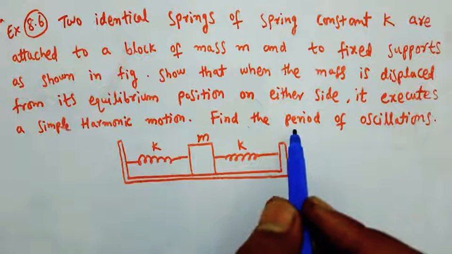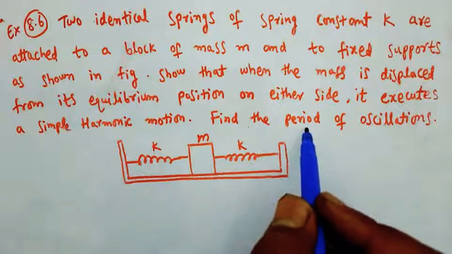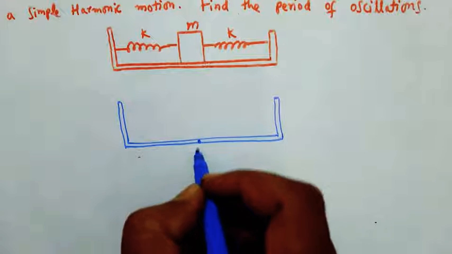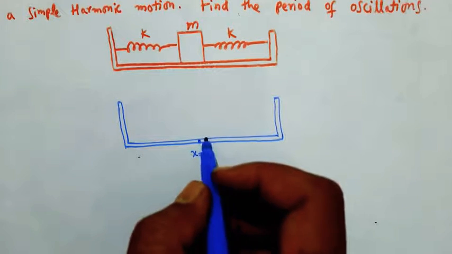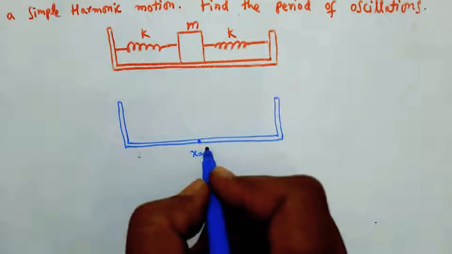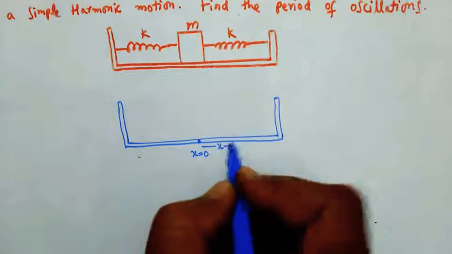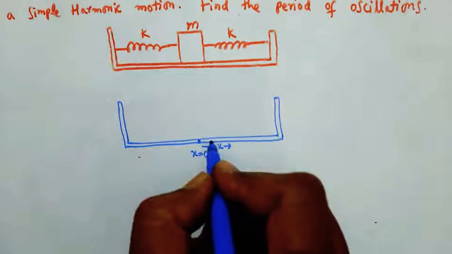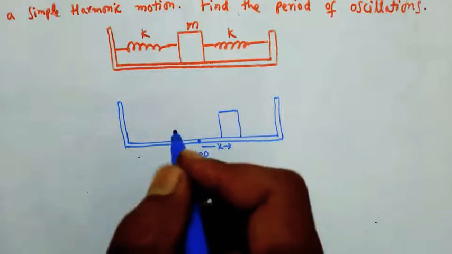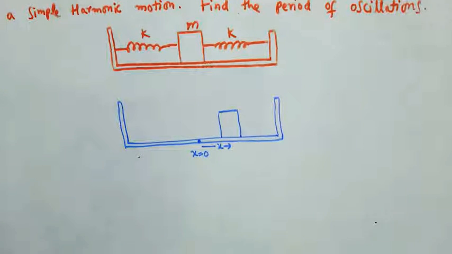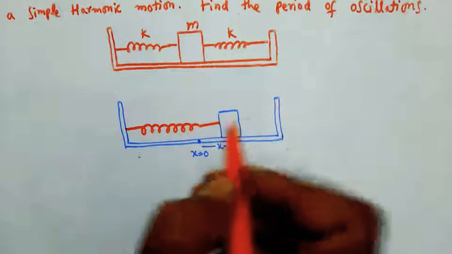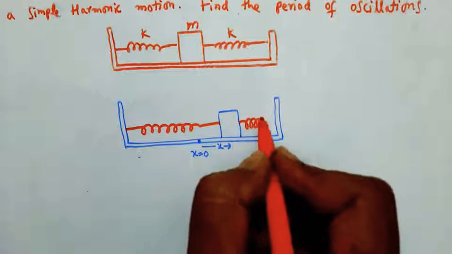So we have to find the time period. Here it is the mean position. If the block is displaced by a small distance x to the right side of the equilibrium position, the left spring is elongated and the right spring is compressed.